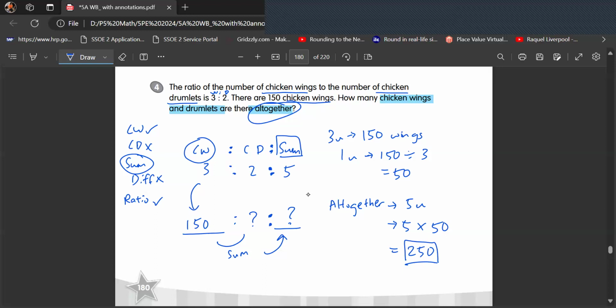Okay, so some of you say that you got 100. Why do you think anybody got 100 here? Then why somebody got the answer as 100. Why would you think that? Because they found the drumlet instead. Okay. Yeah, you found the 2 units instead. So you need to do another step, that is add the wings together. Okay. What happens? You figure out where's the mistake?